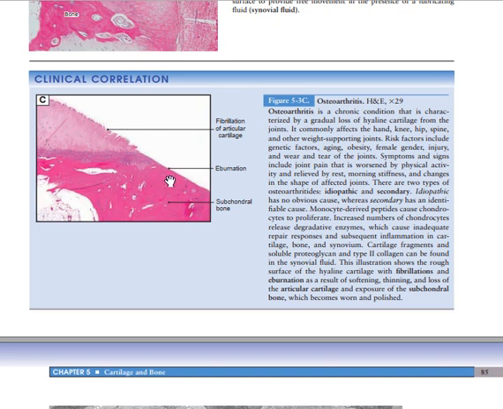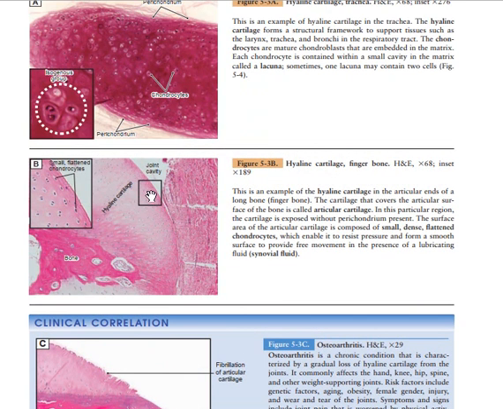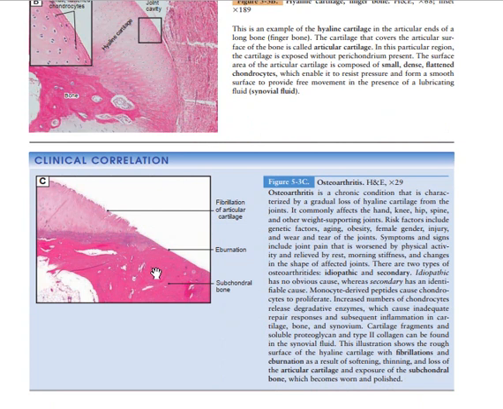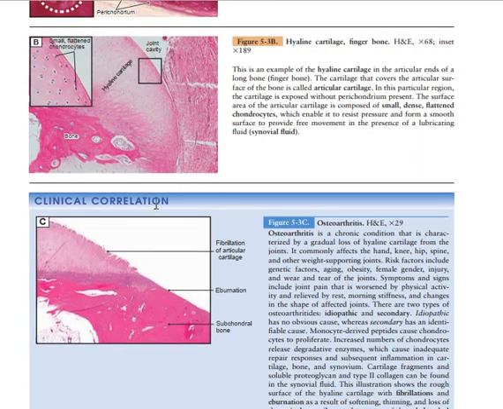Now, if you have eburnation, what is eburnation? Eburnation is a result of the loss of the articular cartilage. You come here, you don't see any articular cartilage, you directly see the bone. Are you seeing? So when there is loss of the articular cartilage, it is called eburnation. This is the articular cartilage found here, but there is fibrillation. If there is eburnation, that means there is loss of articular cartilage.